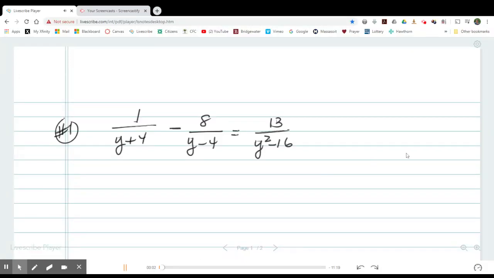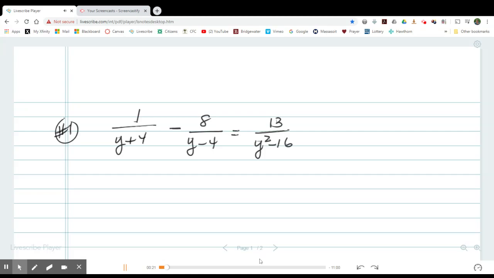This is numbers 1 through 13, I believe. This is rational equations and square roots and cube roots. All right, so number 1: 1 over y plus 4 minus 8 over y minus 4 equal to 13 over y squared minus 16. First thing I notice is this minus sign.